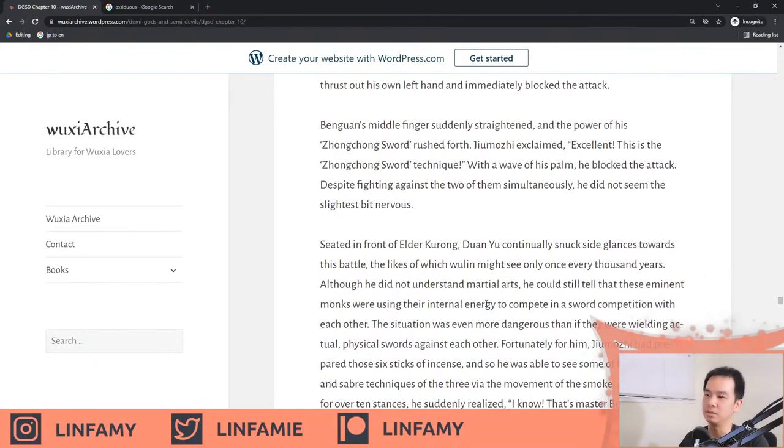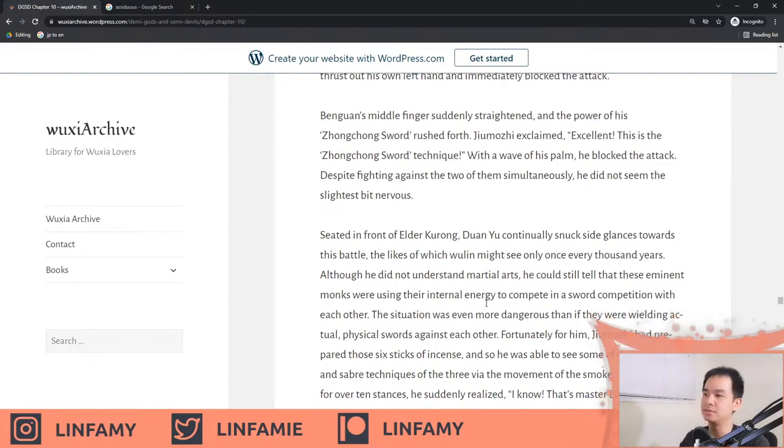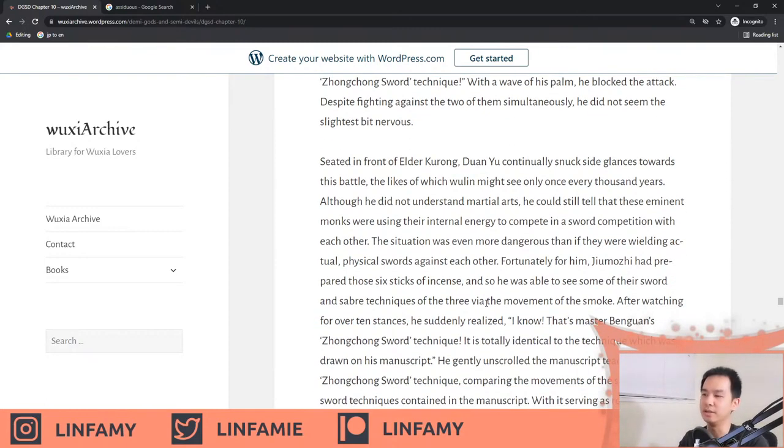Seated in front of Elder Kurong, Duan Yu continually snuck side glances towards this battle, the likes of which Wulin might see only once every 1,000 years. Although he did not understand martial arts, he could still tell that these eminent monks were using their internal energy to compete in a sword competition with each other. The situation was even more dangerous than if they were wielding actual physical swords against each other. Fortunately for him, Jiumozi had prepared those 6 sticks of incense, and so he was able to see some of their sword and saber techniques of the 3 via the movement of the smoke.